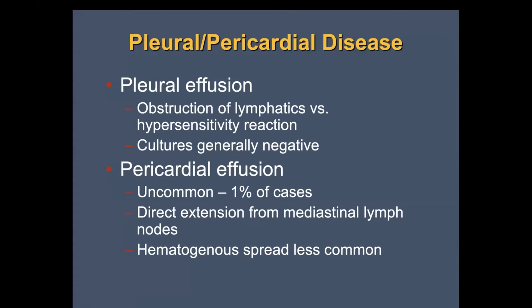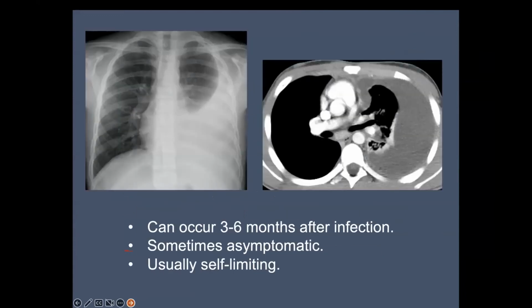Pericardial effusions usually can happen either from direct extension from the mediastinal lymph nodes or less commonly from hematogenous spread to the pericardium. And pleural effusions generally occur up to 6 months after the infection, and they slowly grow. So sometimes the patient's really not very symptomatic. This patient came in with a very minor degree of respiratory distress. So it was shocking to see this very large pleural effusion, and it was only suspected to be TB because of some subcarinal lymphadenopathy that was also detectable on this CT.